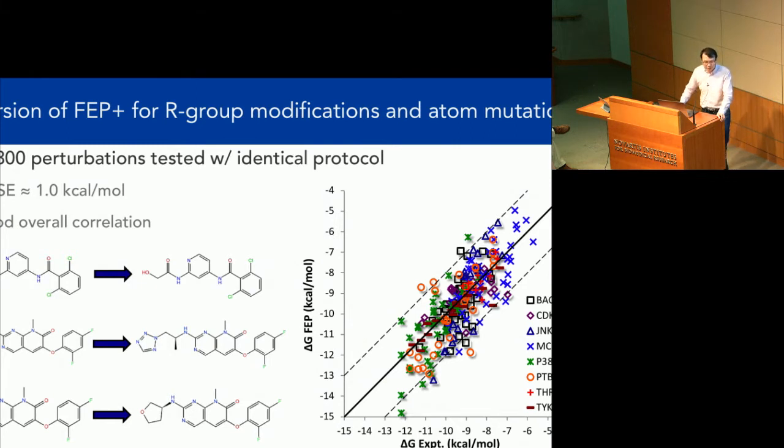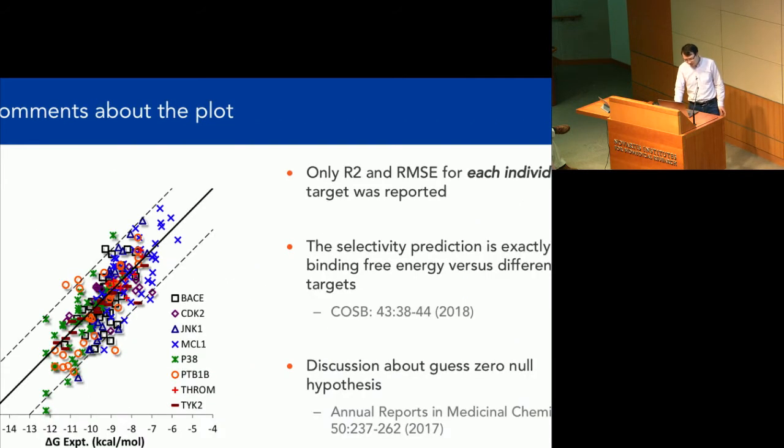At Schrodinger, we spend a lot of effort both on the small molecule force field side and on the sampling side. In 2015, we published this paper demonstrating that we can accurately calculate the binding free energy changes for those modifications. I think this plot has been shown in several presentations. Woody just gave a comment about this plot. Is he still here? Yeah.